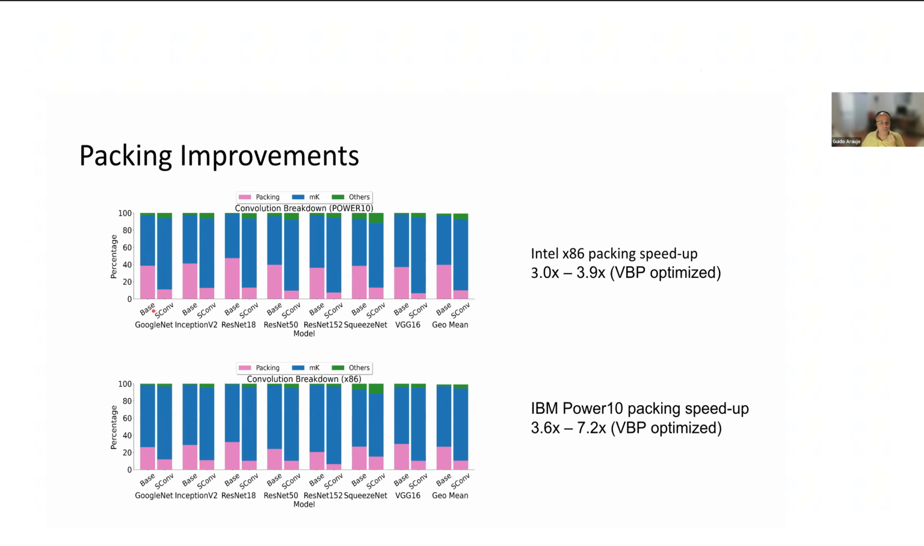So we can see, for example, for GoogleNet, because we're doing this fast packing, most of the time the computation is devoted to the microkernel, which is good. That's what you want, right? So for all the cases, you see that the blue sub-bar increases because you are doing packing really fast, and thus a larger share of the computation is on the real work, the microkernel.